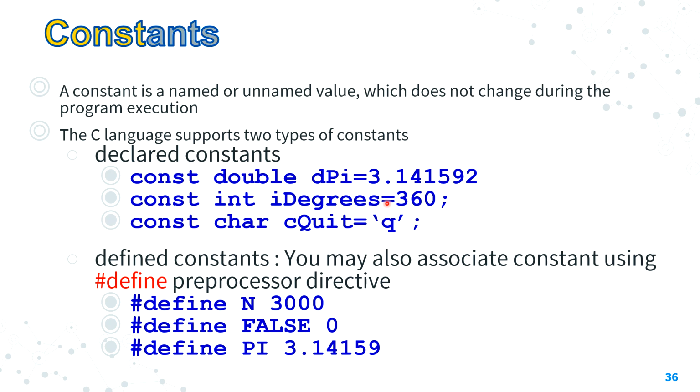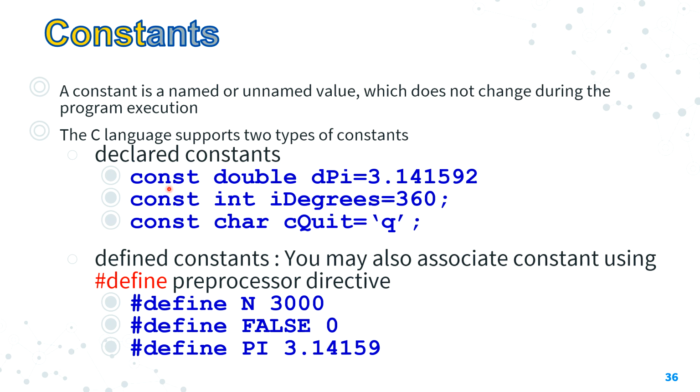And finally, constants in C programming. A constant is a value that does not change during program execution. Once a value is assigned to a constant, it remains fixed throughout the program. In C, we can create constants in two main ways. The first way is using the keyword const.